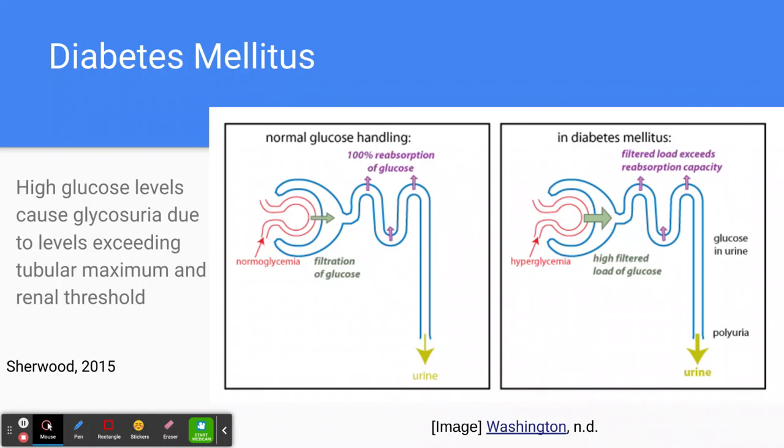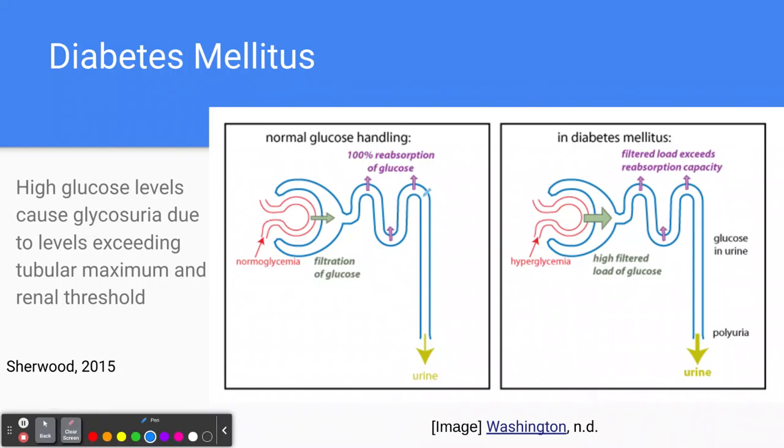So diabetes can cause glycosuria due to the high blood glucose levels and the inability of insulin to trigger tissue cells to take it in. Because our tissue cells aren't taking it in, there's going to be higher levels of glucose in the blood. So this is going to result in exceeding that tubular maximum and the renal threshold, and therefore that's the reason why we would find glucose in the urine.